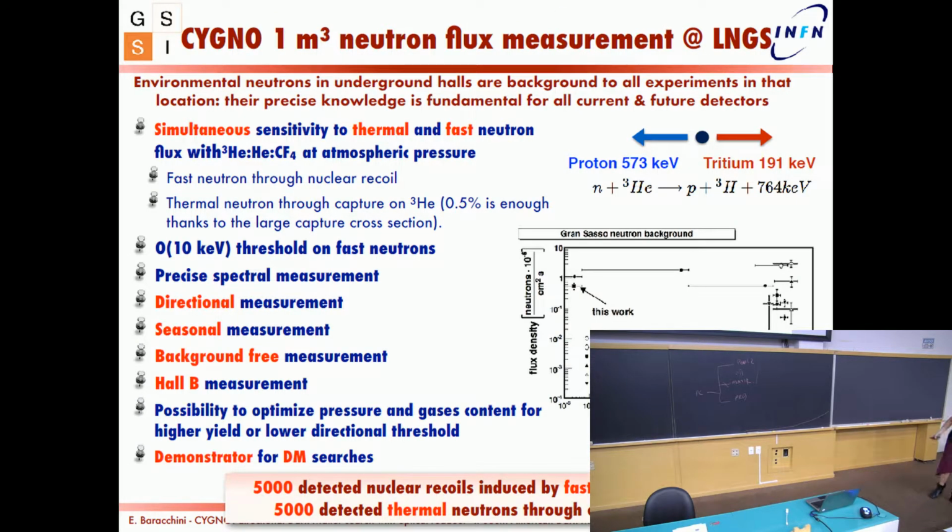The other idea is that for the first run, we also want to produce a measurement which is interesting for all the current and future experiments at Gran Sasso. We want to do a precise simultaneous measurement of the thermal and fast neutrons, because without neutron shielding, we are highly sensitive to the environmental neutrons of the Gran Sasso hall, and we can do a seasonal measurement, which, in a place where the DAMA experiment saw a seasonal modulation of the rate, can be very interesting, and I'm not saying anything.